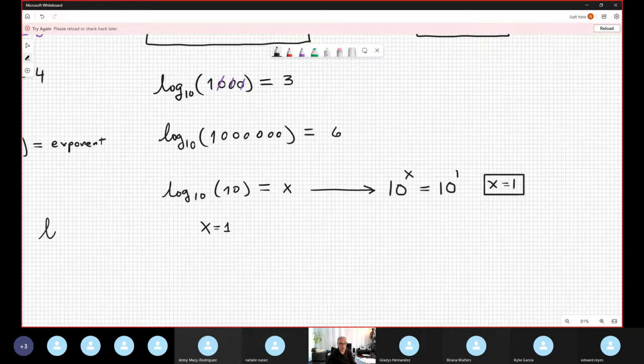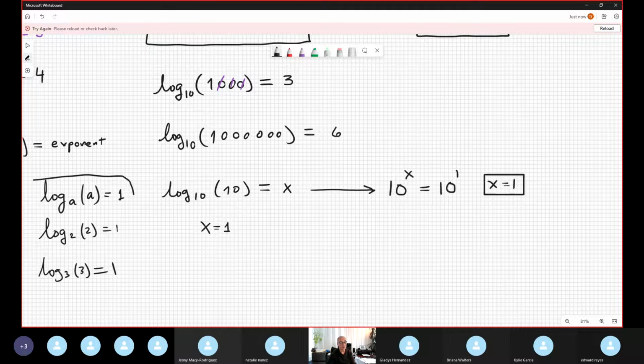For example, logarithm base 2 of 2 is 1, because the exponent we must raise the base 2 to in order to get the same value is 1. Logarithm base 3 of 3 is 1. This is a super important property: logarithm of any base of the same number is 1. Keep this in mind.